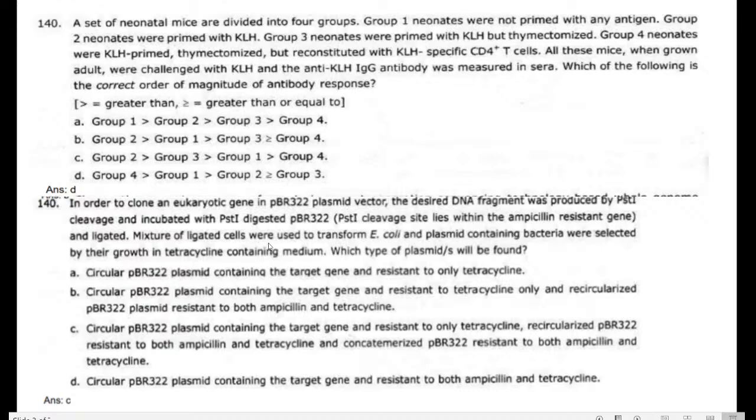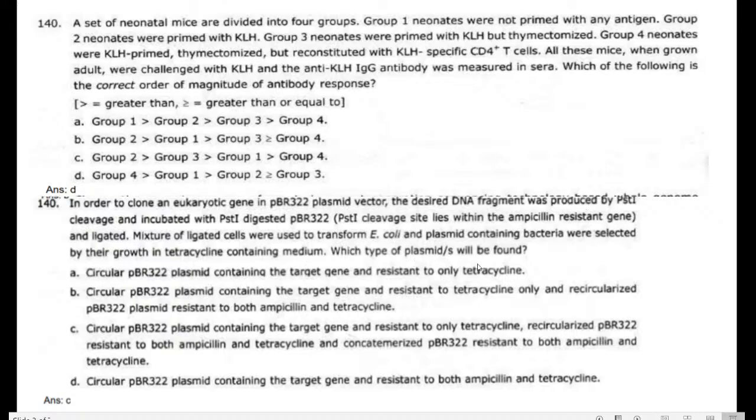The mixture of ligated cells was used to transform E. coli. The plasmid-containing bacteria were selected by their growth in a tetracycline-containing medium. Here the main thing is the tetracycline-containing medium, which is an antibiotic. So the tetracycline resistance gene is in active mode. They won't disturb the tetracycline resistance gene. They only disturb the ampicillin resistance gene.